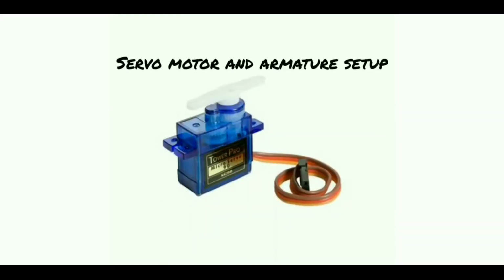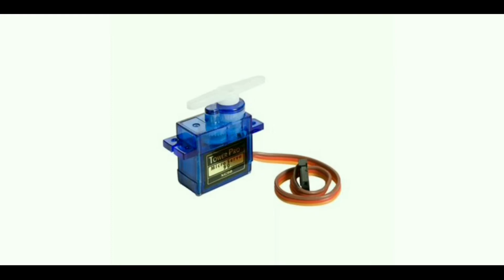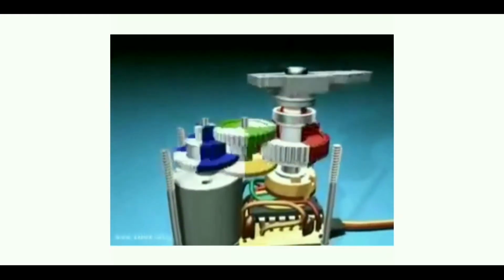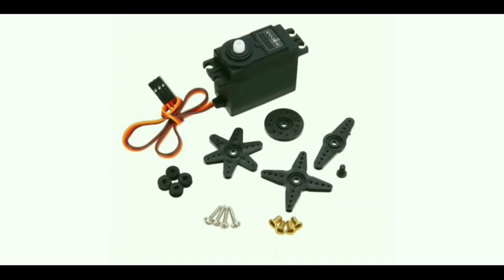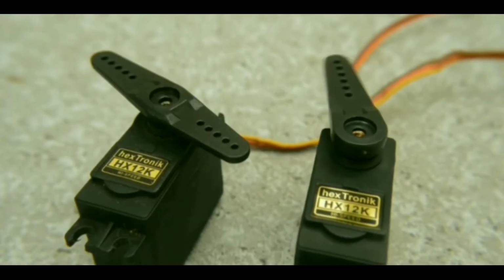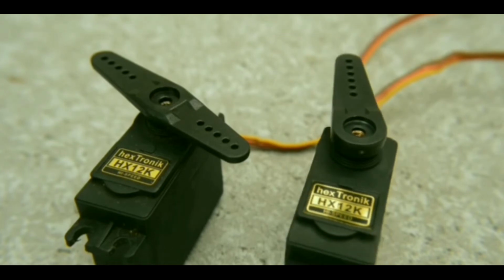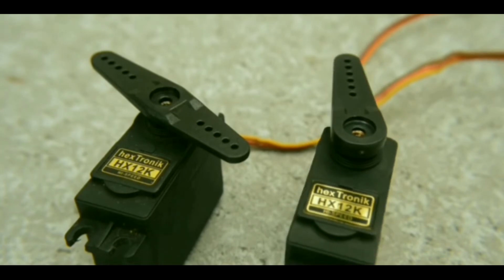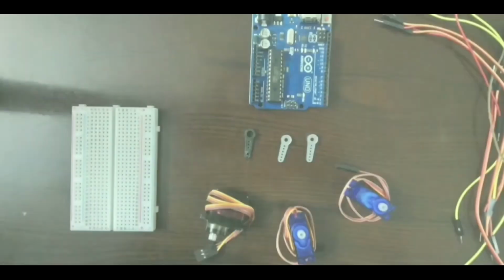Servo motor and armature setup. Before getting into the fabrication part, we need to zero set our servo motors and position our armatures. Here is how our armature looks. We know that a servo motor can only rotate 180 degrees. We can set the servo motors to 0 and reposition our armature to the angle of rotation we want to achieve. Let us see how to make this setup.